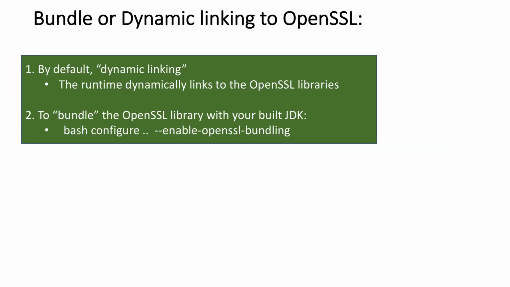And finally, bundling or dynamic linking to OpenSSL. By default, the runtime dynamically links to OpenSSL. Now, if you would like to build your own and bundle the OpenSSL that you've specified within that JDK image, you can specify the enable-openssl-bundling option as part of the configure. You'll then end up with a JDK image with the native OpenSSL libraries bundled within it.